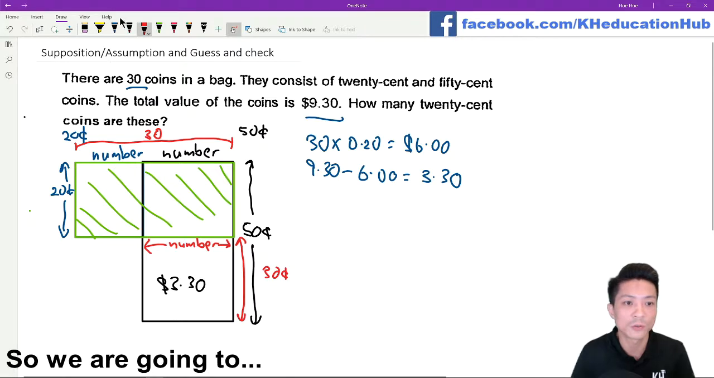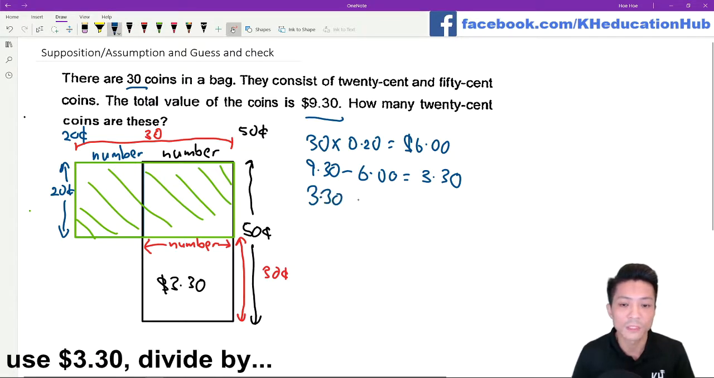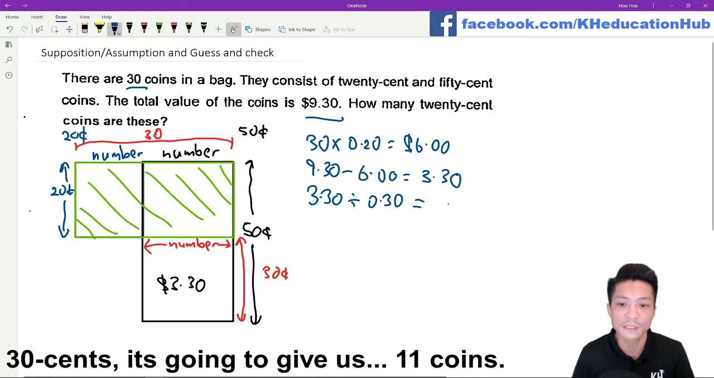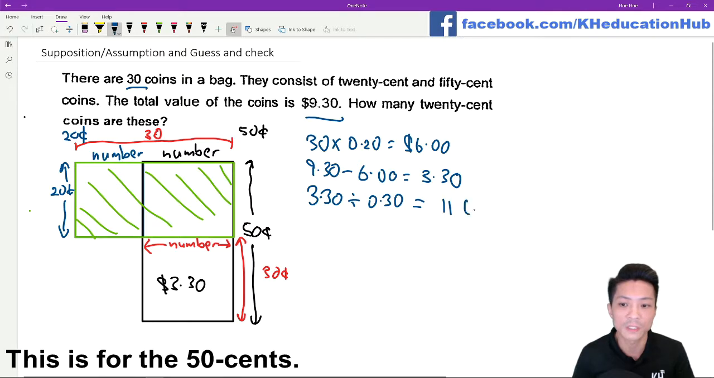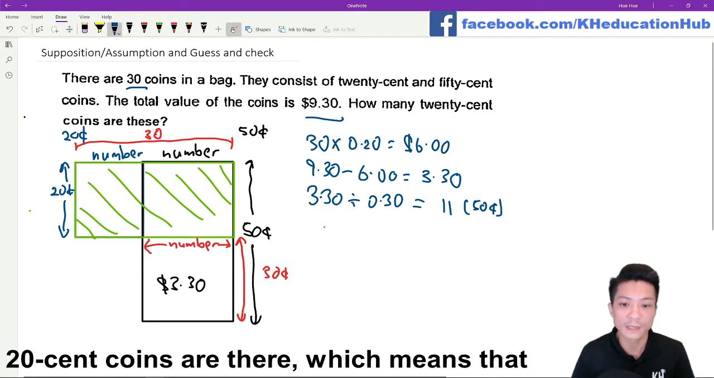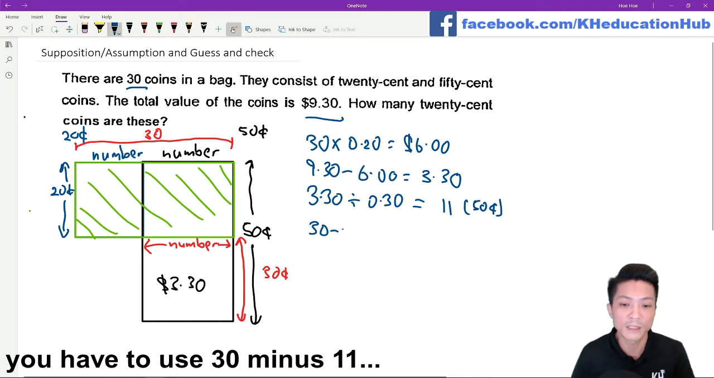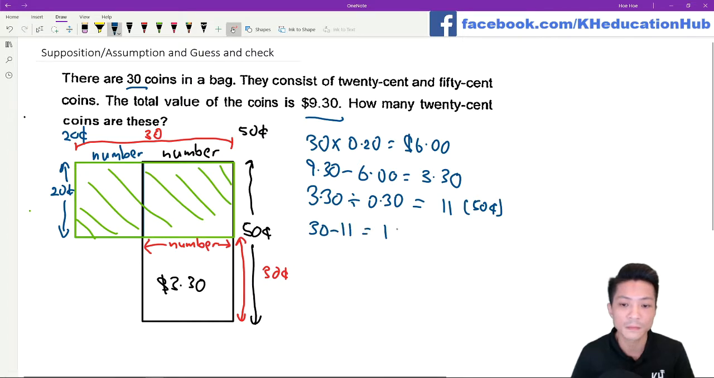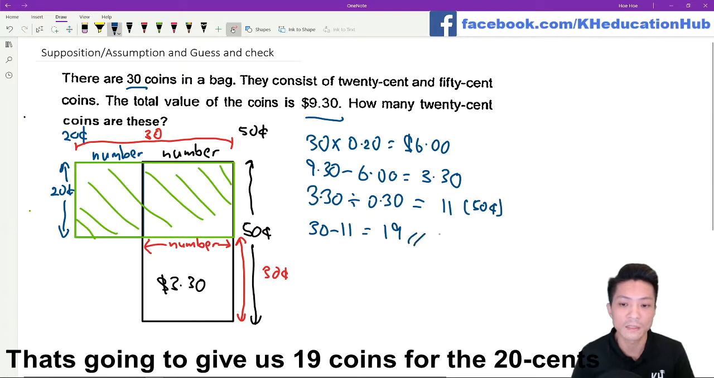So we are going to use $3.30 divided by 30 cents, which is going to give us 11 coins. This is for the 50 cents. Since the question is asking how many 20-cent coins there are, you have to use 30 minus 11. That's going to give us 19 coins for the 20 cent.